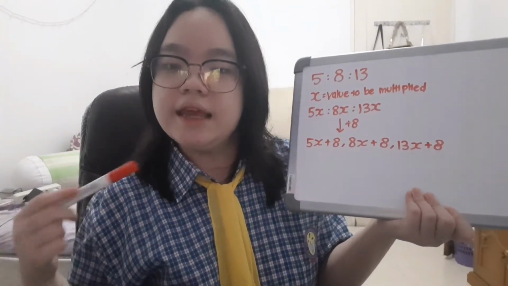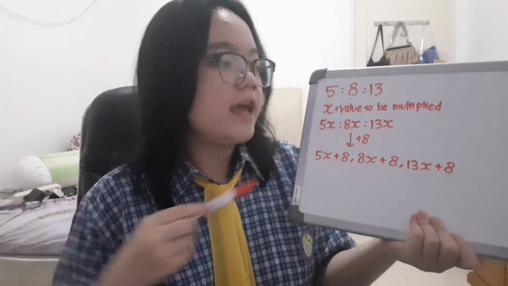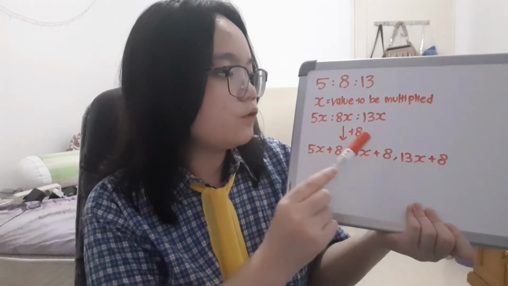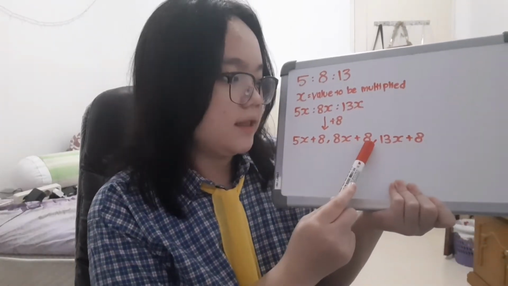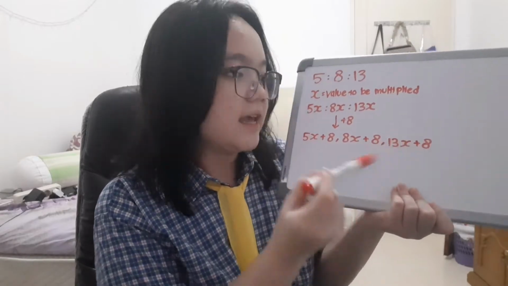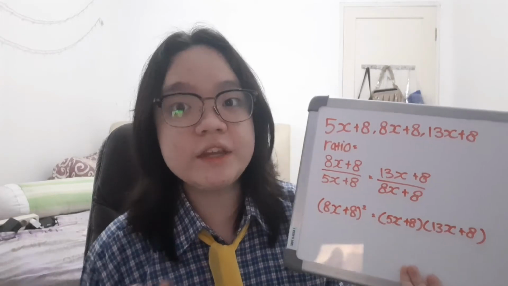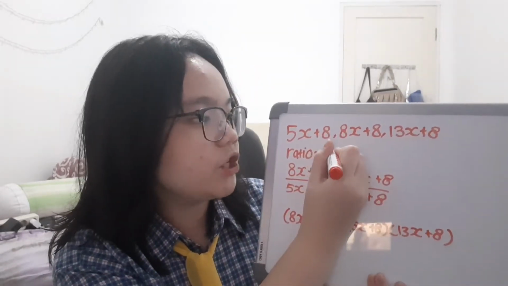Now it said that if we add 8 to each of the three numbers, it will become a geometric sequence. So if we add 8, it will become 5x plus 8, 8x plus 8, and then also 13x plus 8. Now that we have already gotten the formula for our possible geometric sequence, what we need to find next is the ratio.